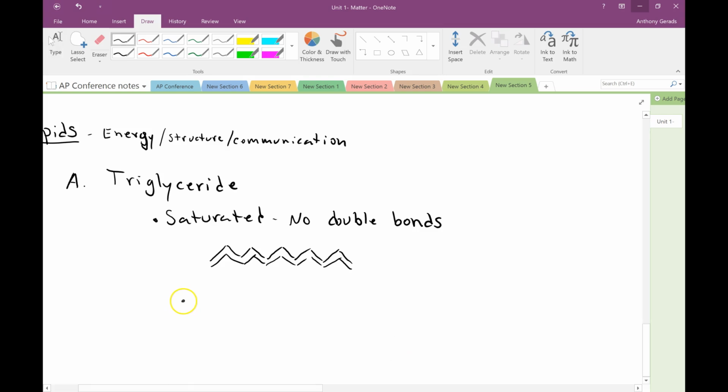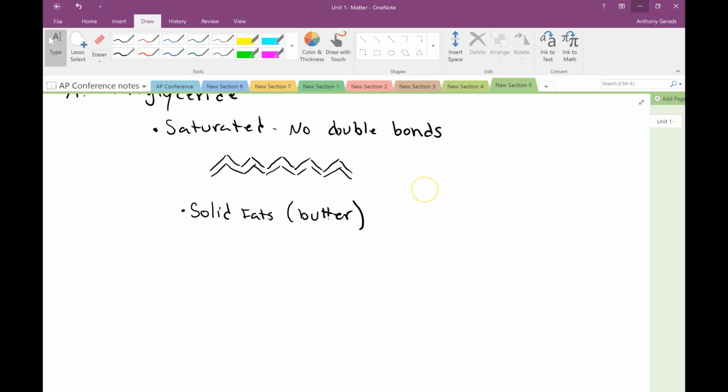And types of things that are like this are going to be solid fats, like butter. So these are bad. No bueno. Butter. And we can also have unsaturated fats.